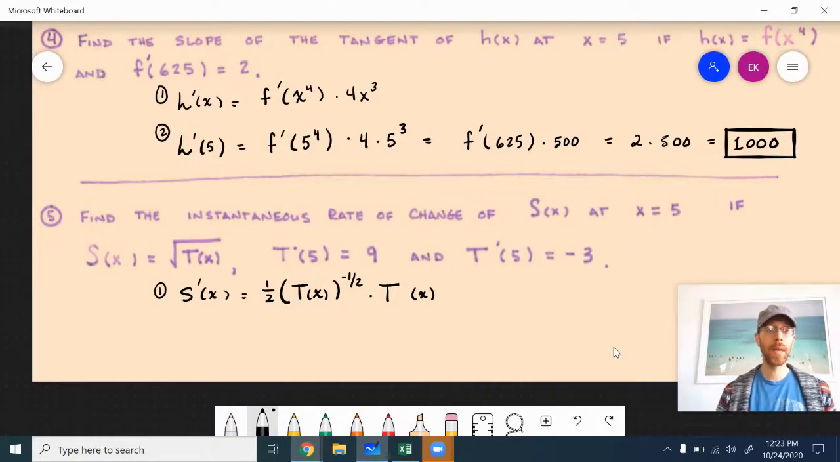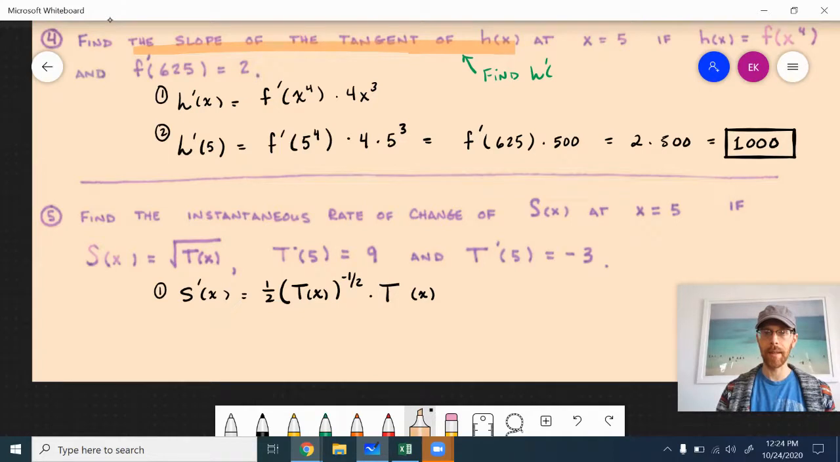Let's check our work now. If you take a look at number 4, 1, I found the derivative equation. Now, if you're wondering why I did that, it's because of this. When the problem says find the slope of the tangent of h of x, it is just another way of saying find h prime of, let's see, since it said at x equals 5, I guess I gotta highlight that. Well, that just means find h prime of 5. So I found h prime of x, I found h prime of 5, I did a bunch of plugging in, came up with 1,000.